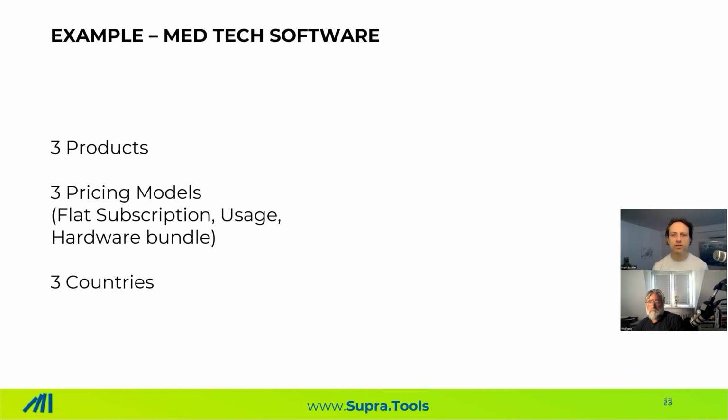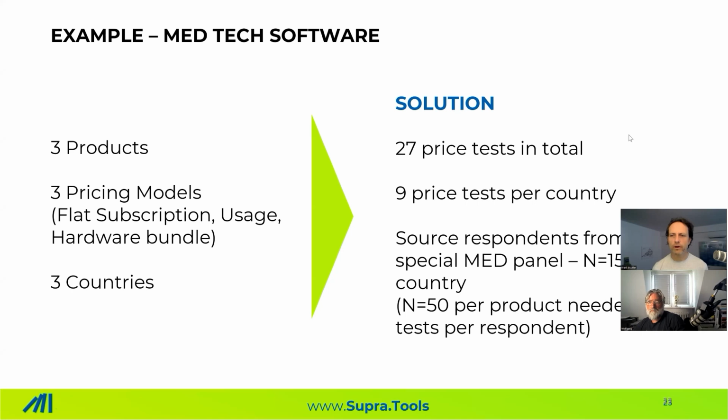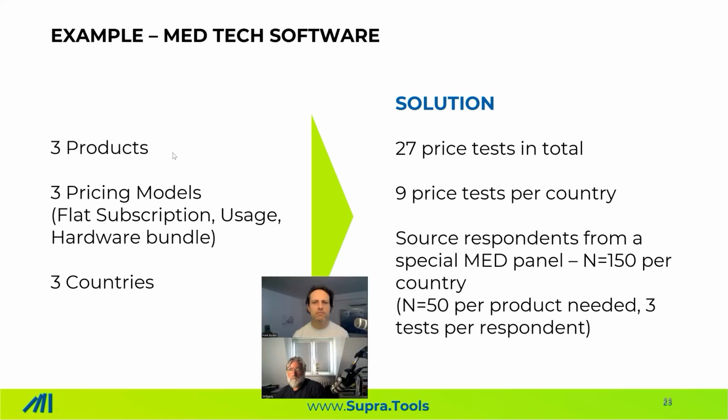So actually how you do it is the following. These are 27 different price tests, 9 per country, because you set it up per country, which is a different panel and a different language. Why 9 price tests? Because for each of these 3 products, you set up 3 price tests, one for each price model.